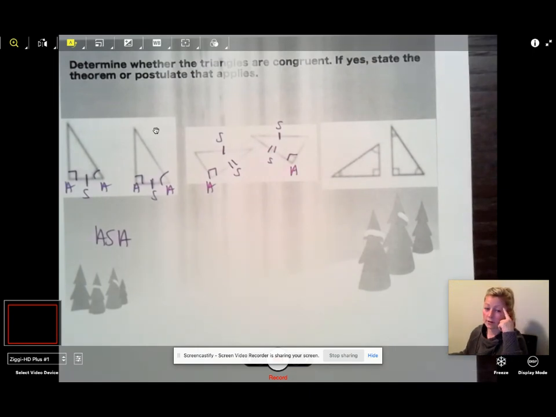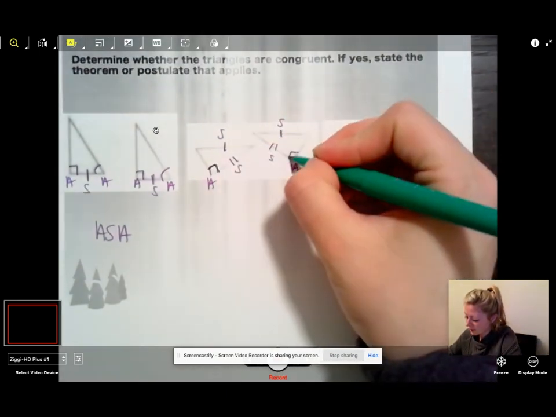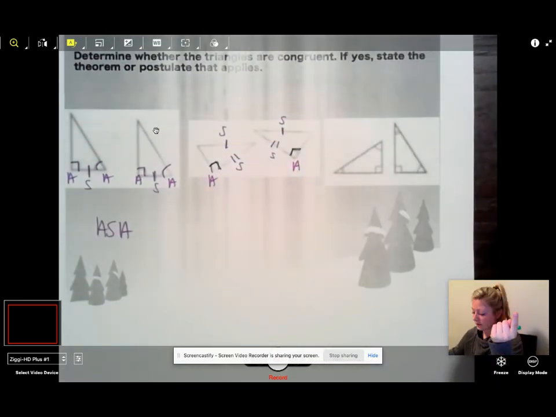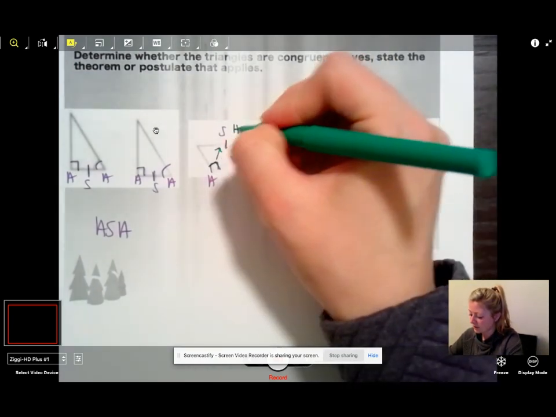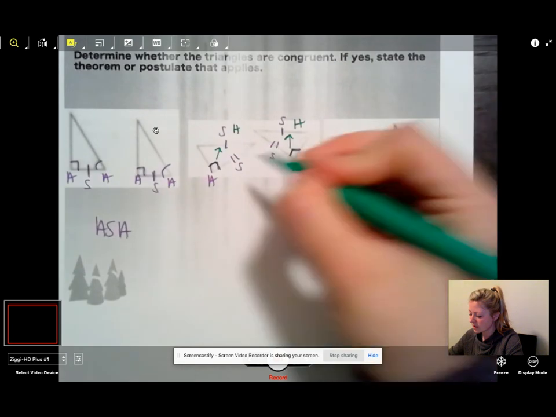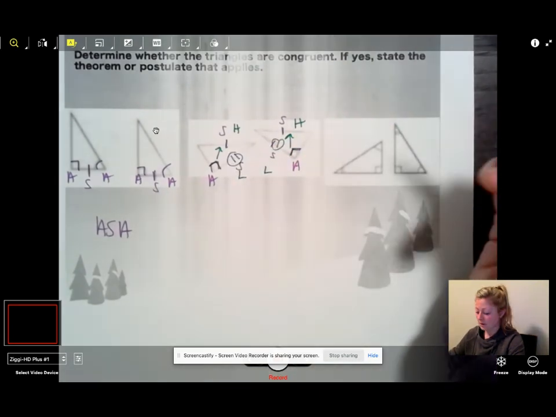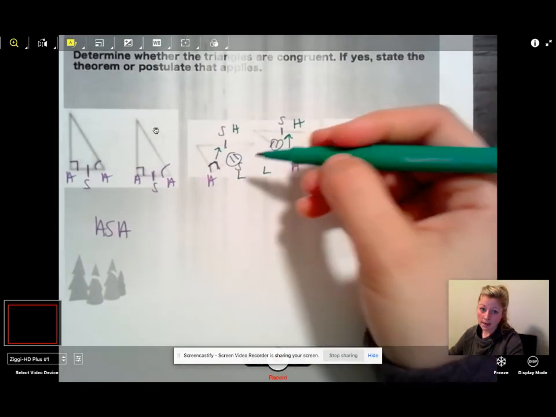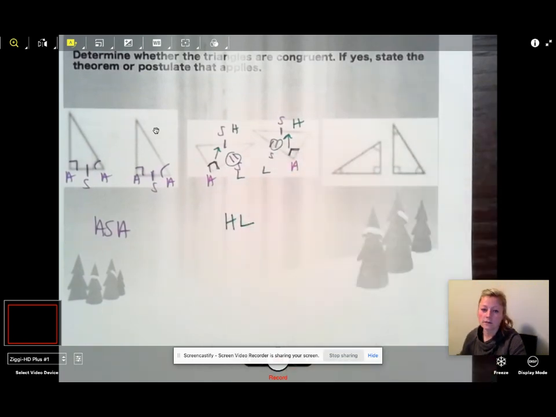But now I want you to look. Do I have right triangles? Because if you do, oh, I have a right angle and a right angle. So that's a right triangle in both situations. Now my hypotenuses are the same. So now that turns to an H and an H. And I do have a pair of legs that are the same. So now, to a problem that we would have said not congruent, we are actually able to say HL.